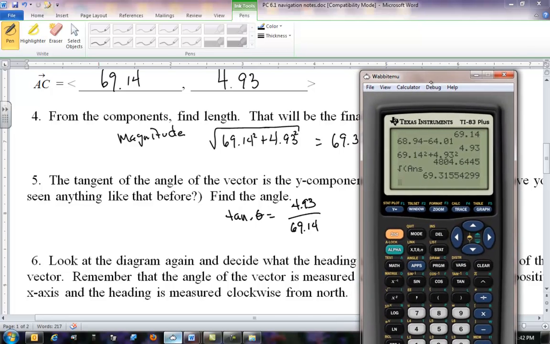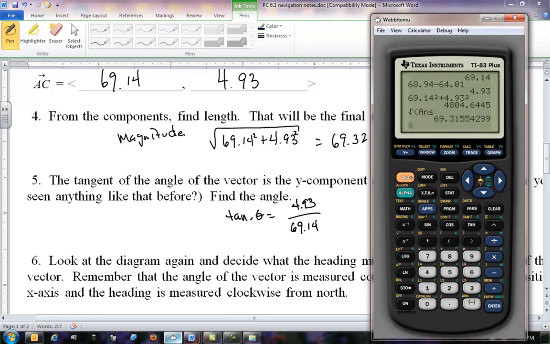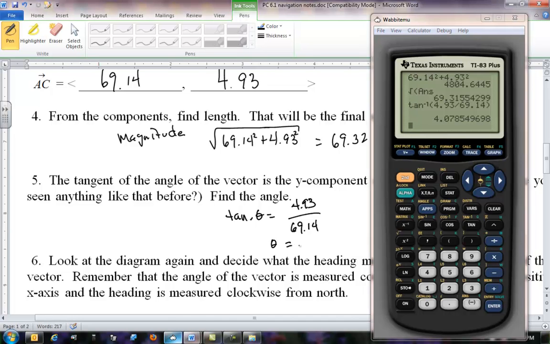Alright, so we have to find the angle, so we're going to do inverse tangent. So move this all the way up. Inverse tangent of 4.93 divided by 69.14. 4.07.